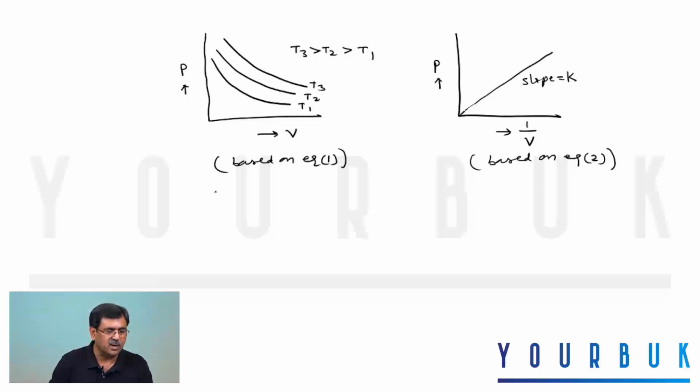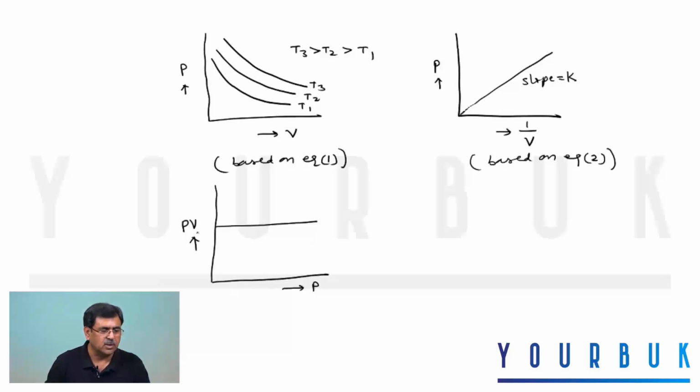Then we have a graph based on equation number 3, the product of pressure and volume on the y-axis and the pressure on the x-axis. Now this graph is a straight line parallel to the x-axis, because changing pressure will change the volume, but the product of pressure and volume remains constant. This is based on equation 3.